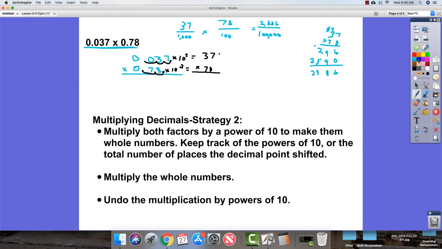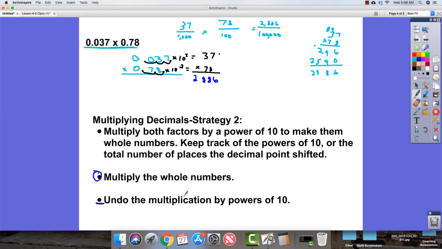My next step, let me change my colors here. My next step is to simply multiply the whole numbers that I created. So now I have 37 times 78, and I already did 37 times 78 over here. So I already know the answer to that. 37 times 78 is 2,886, okay? I'm going to get rid of my comma here. But we really weren't multiplying 37 times 78. Remember, original problem was 37 thousandths times 78 hundredths.